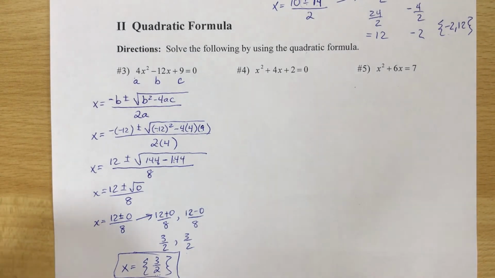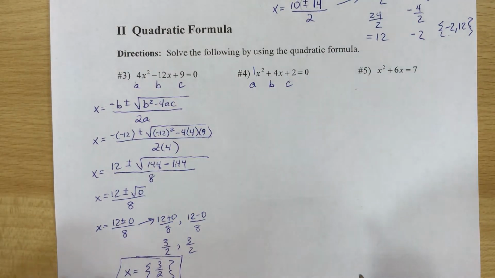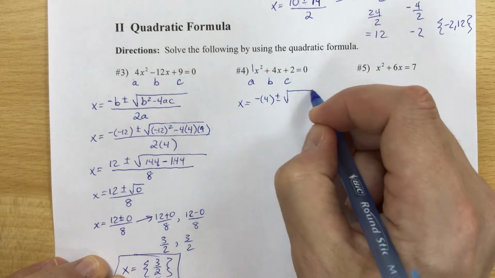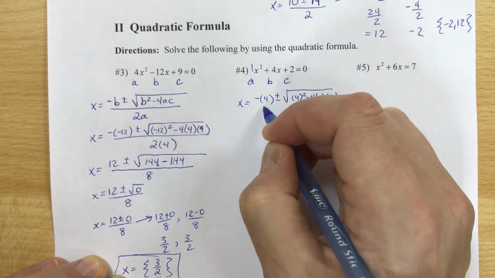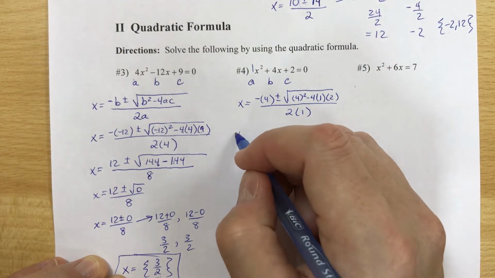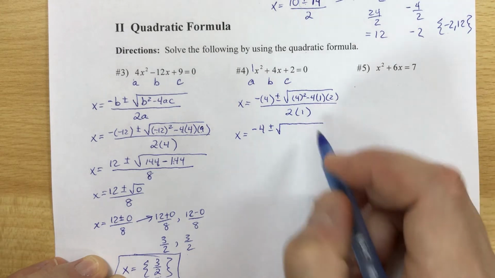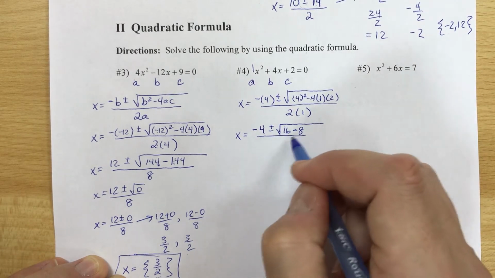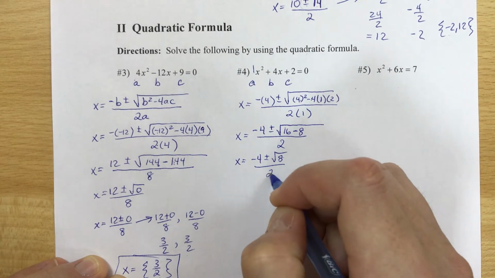All right, let's take number 4. A is 1, B is positive 4, C is positive 2. X equals opposite B plus or minus the square root of B squared minus 4AC, all over 2A. Okay? And I know I'm kind of going through this quickly. Feel free to pause and work it out yourself. Actually, that would be good. 16, negative 4 times 1 times 2 is negative 8, 16 minus 8, all over 2. X equals negative 4 plus or minus the square root of 8, divided by 2.